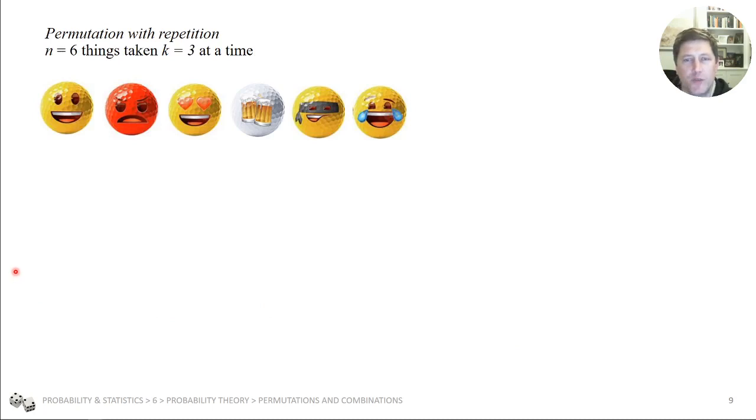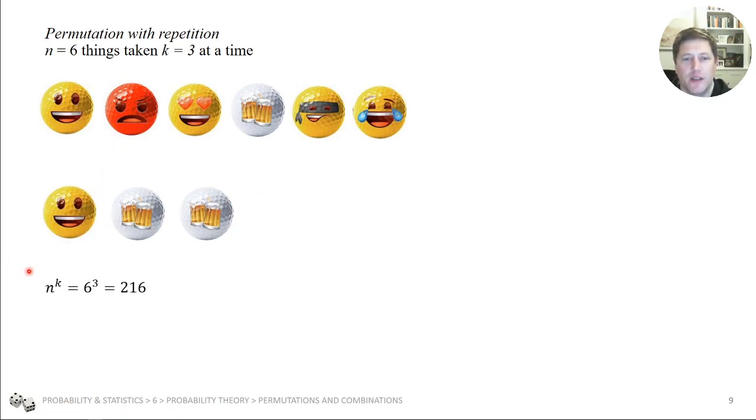So permutation with repetition, taking any 3 of those, but now we can duplicate if we want to. We can have repetition of the same element. So here we would have 6 to the power 3, 216 different ways of taking these. So that increases the number of possible permutations compared to what we had before without repetition.